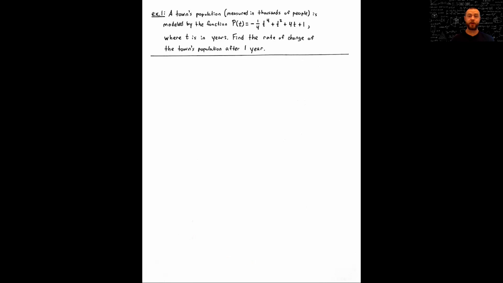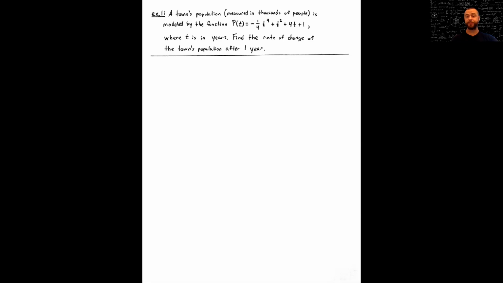So let's take a look at an example here where we're given population as a function of time. So we're given P as a function of T. And it's worth pointing out, notice in the very beginning, the statement of the example, the units for population represent thousands of people. So if we plug in a value for time and we get, for instance, an output value of 10, that would represent not 10 people, but 10,000 people. So the units here are thousands of people for the population, and then the units for time are years.